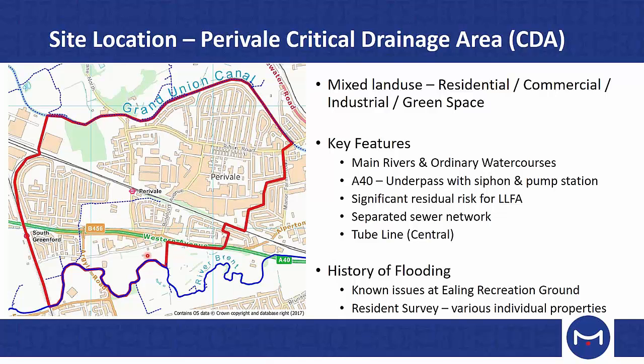That obviously exhibits some quite significant residual risk for the local authority, in that the flooding to the north of the A40 is actually controlled by a pump station that's not in fact owned by them. It's owned and run by Transport for London. The catchment is a separated sewer network, so there's no combined systems in here. And the other main feature is the Central line, one of the London tube lines, running through the middle of the catchment up here on an embankment. So a reasonably significant man-made modification to the topography as well.